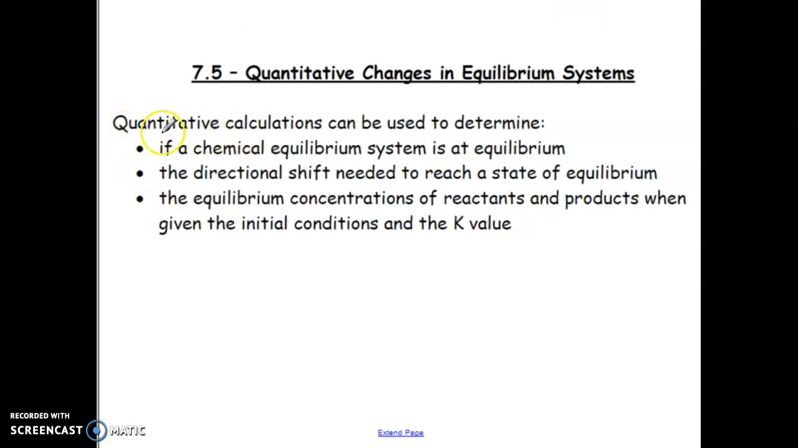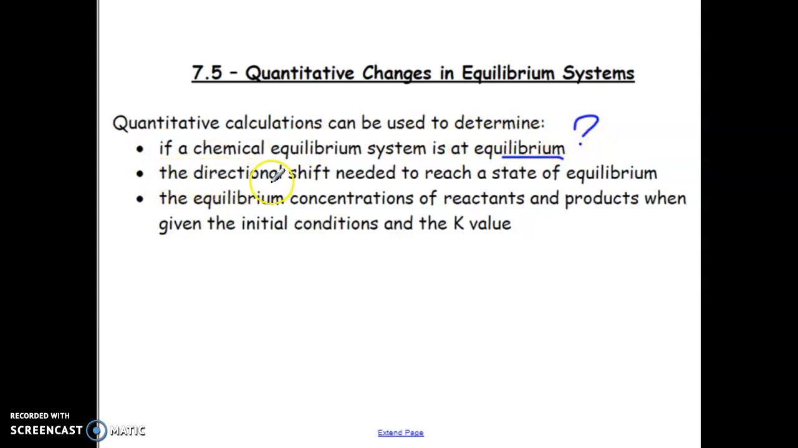We can use quantitative calculations to determine if you have a system that's at equilibrium. Maybe we don't have information about the rates, and we don't have a graph or any sort of data to go by. But if you have concentrations at a moment in time, you can calculate to determine whether or not the system is in equilibrium. So we'll look at that one there.